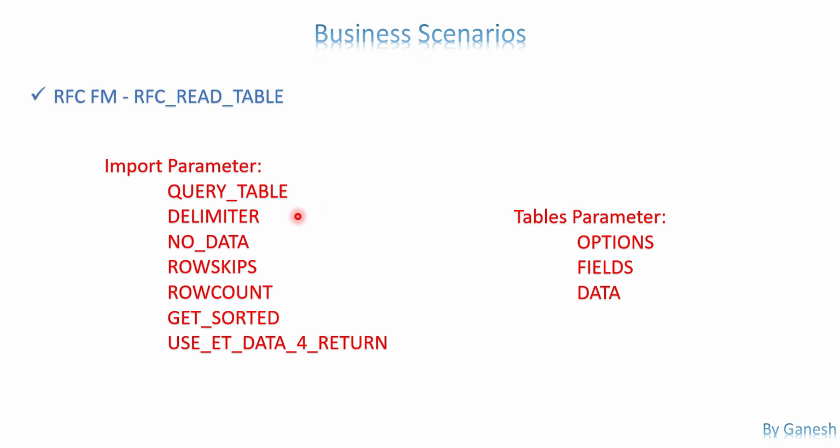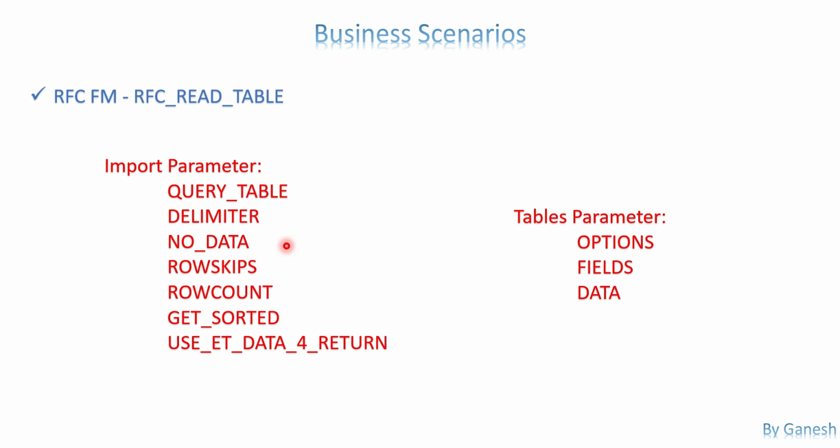Delimiter: the return parameter has all the data. Suppose you want data for more than one field from the table. You may want the data to be delimited with a space, which is the default, or delimited with a comma or slash. It's very easy for them to segregate the data that way, so based on that they can pass the delimiter symbol.